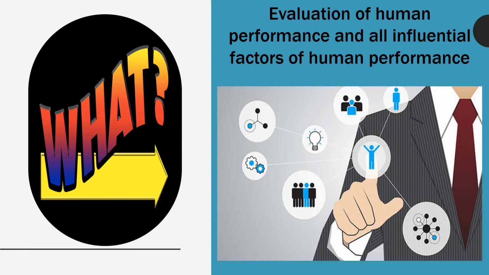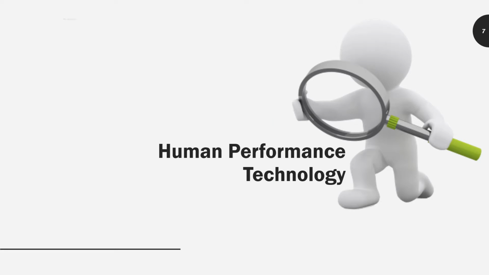Human Performance Technology, or HPT, is a model of evaluation or a process of examination. What does it evaluate or examine? Human performance and all influential factors of human performance. So let's stop for a moment. HPT is a process of evaluation and examination of human performance and all influential factors of human performance.